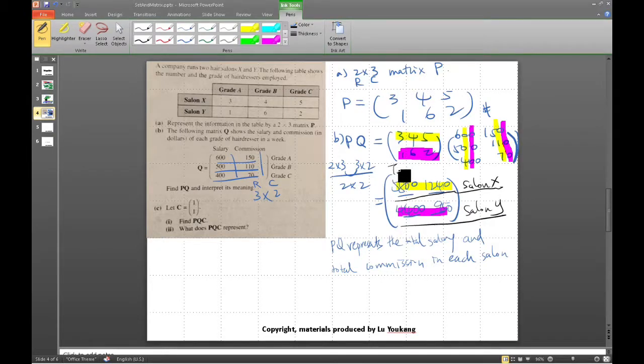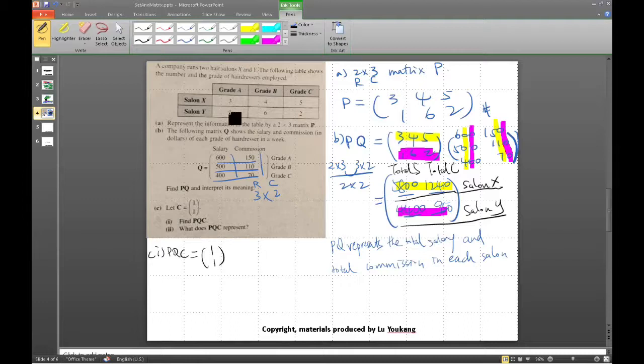The first term of the first row is total S, that means total salary. The second term is actually the total commission. So you should be able to read it as I've clearly labeled in the diagram. Now we are asked to find C, and C is a 2 by 1 matrix, 2 rows and 1 column, and we are asked to find PQC.